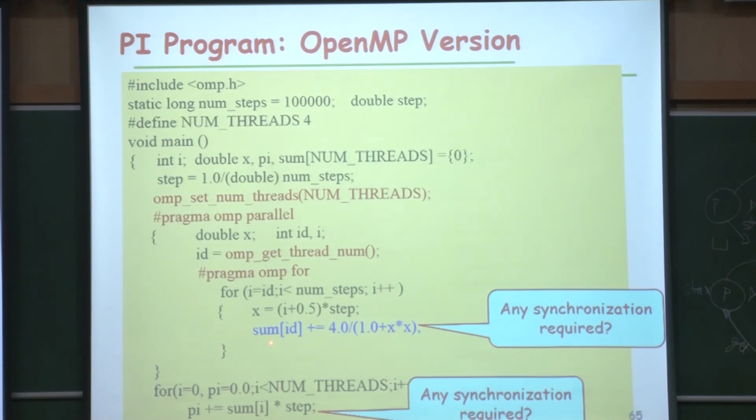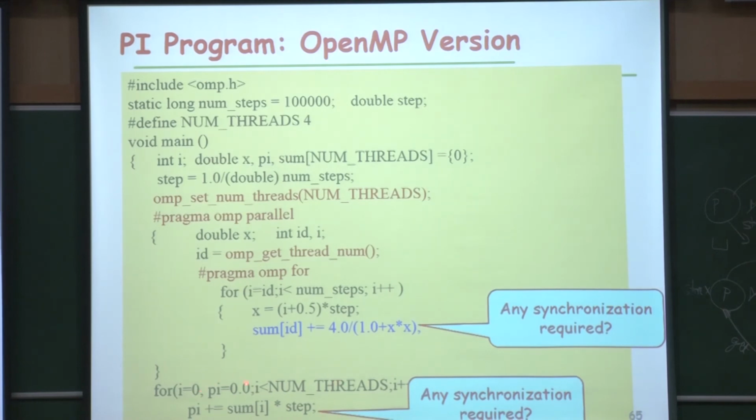So, thread 1 will add it to sum 1, thread 2 will add it to sum 2 and so on. Because each one of them is an individual element, there is no problem with regard to synchronization, no problem with some other thread writing into that value, because thread 1 is only going to write into sum 1, thread 2 is only going to write to sum 2 and so on. So, there is no synchronization that is really needed here.